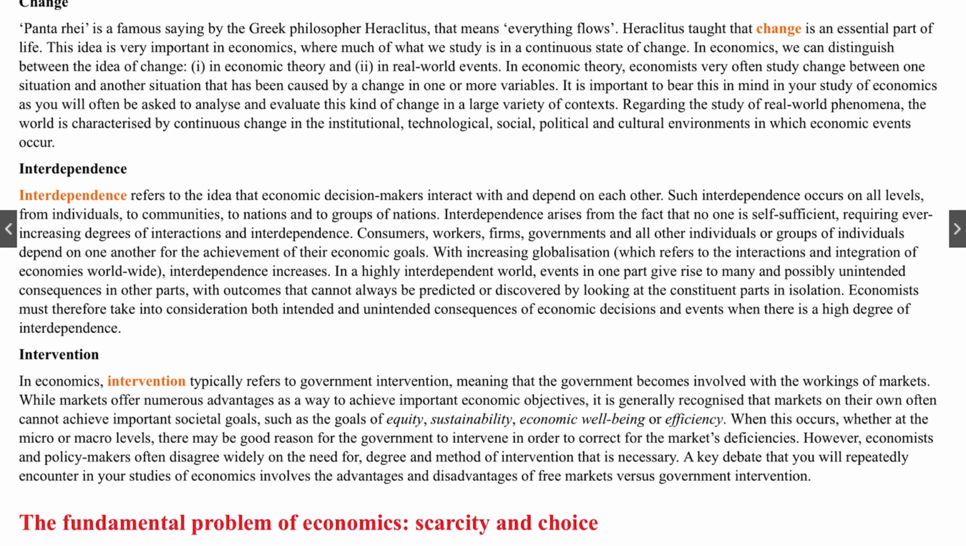Next is change, which quite literally is change, and it's when in economics often we can change from one situation to another, and we look into how it was caused by a change in one or more variables. So this can refer to technological change or social or political change and the impact that it has on the economy.